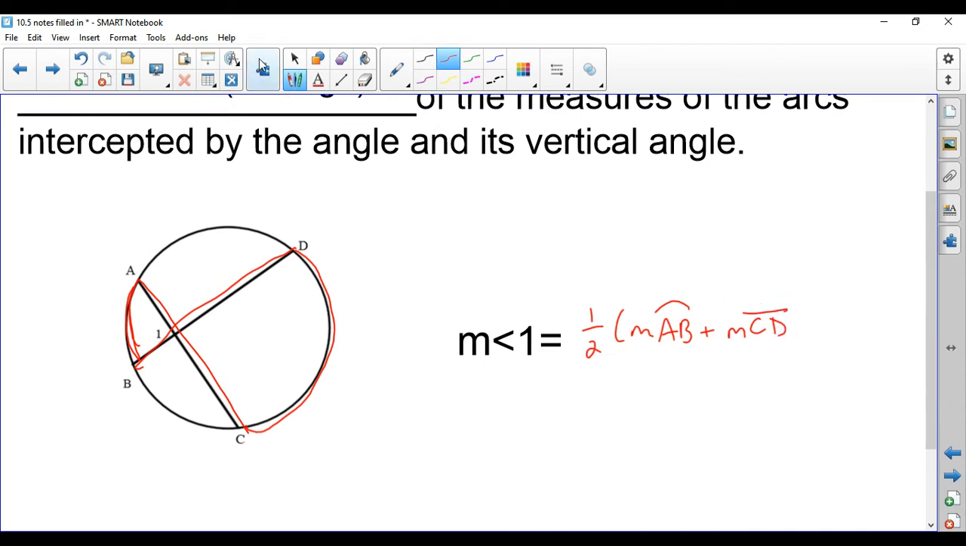Oops, make that an arc symbol, plus the measure of arc CD. So for example, if this was a 40-degree arc and this was a 100-degree arc, to find the measure of angle 1, I would take 1/2 of 40 plus 100. 40 plus 100 is 140. Half of that is 70.